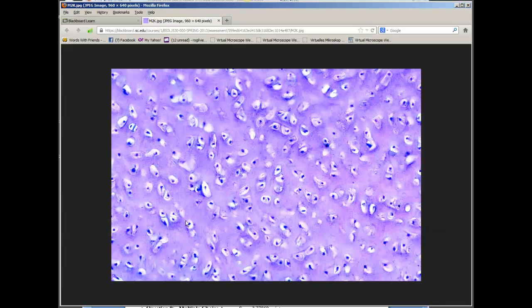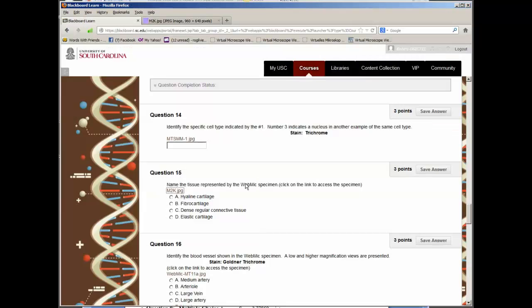And so this reminds me of the pattern of a cartilage. And there's no particular orientation to it. And you see the matrix is rather smooth. So I'm concluding of the 3 types of cartilage, this is hyaline. It's certainly not dense, regular or irregular connective tissue. So I would have chosen hyaline cartilage.